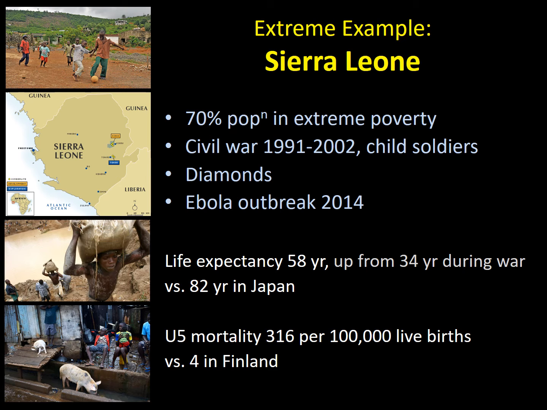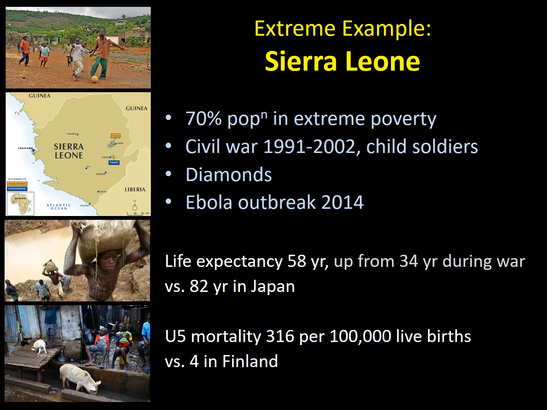Here's another statistic. U5 mortality, this means mortality before the 5th birthday. And it's used often to compare situations in different countries. So you want the lowest U5 mortality rate. However, in Sierra Leone, it's one of the highest. That means 316 babies die per 100,000 born alive. Contrast that with one of the lowest under 5 mortality rates, which occurs in Finland, and only 4 babies die.